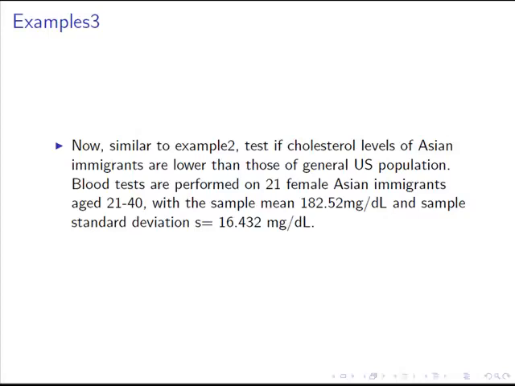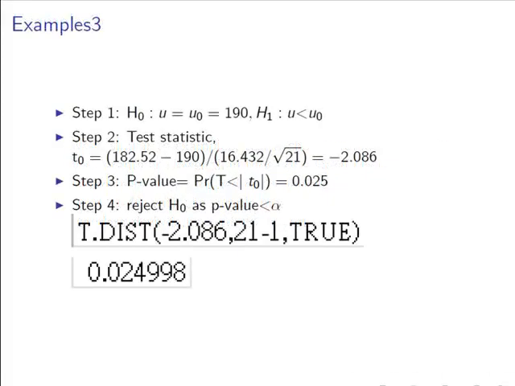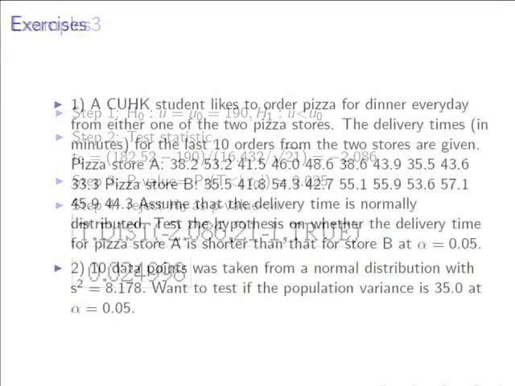Here is example 3. It is similar to example 2. It is about the t-test with one side. The solution is that step 1 is we set the null hypothesis, and step 2 is to calculate the test statistic and the p-value with the Excel function, and we reject the null hypothesis as the p-value is smaller than alpha.